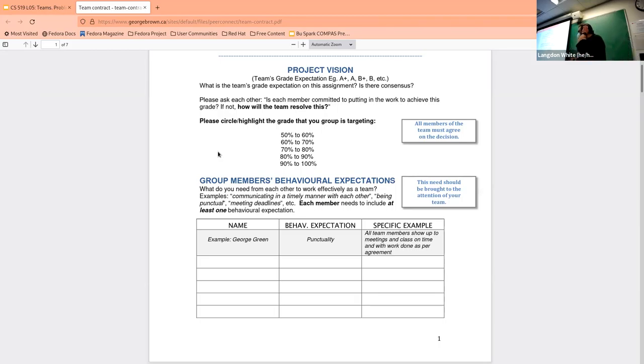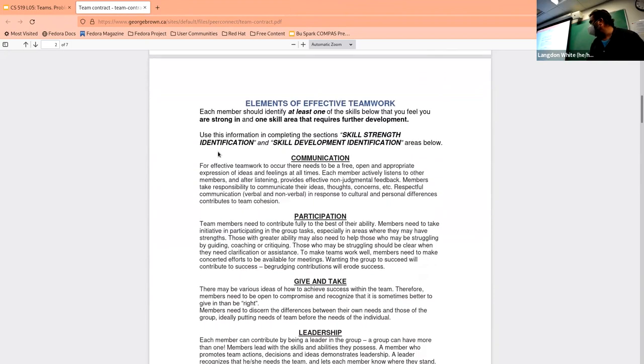Another example I was just getting from BU: as students, one of the values is being honest in your work, not cheating. So just some more examples.